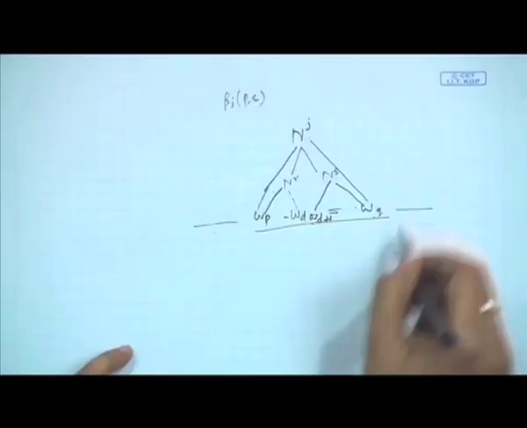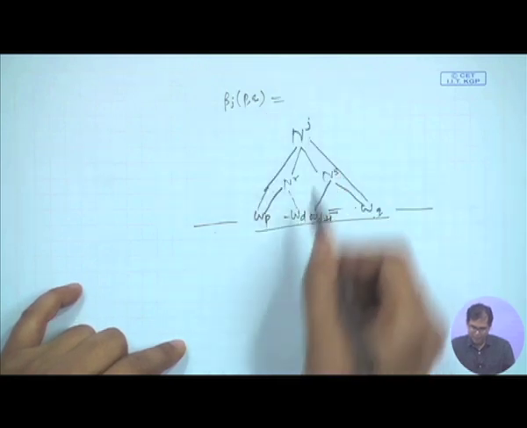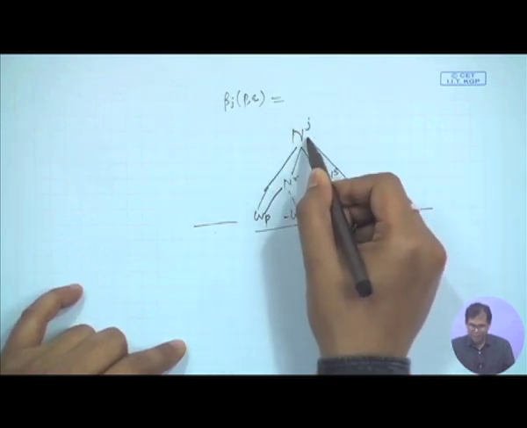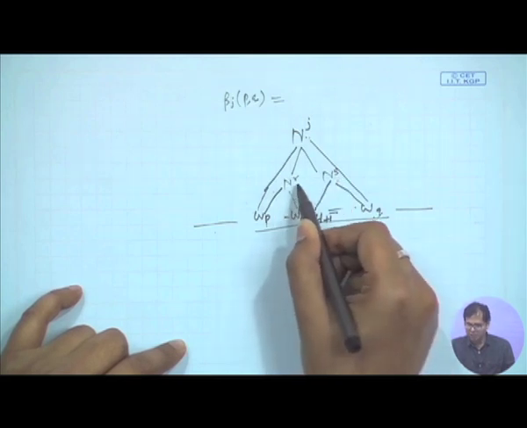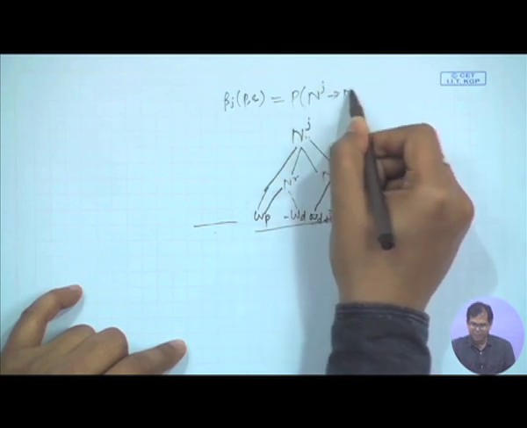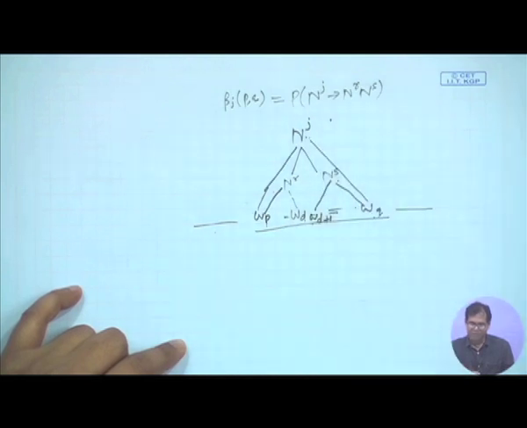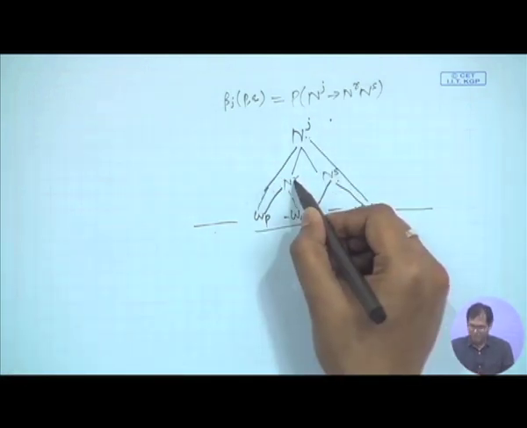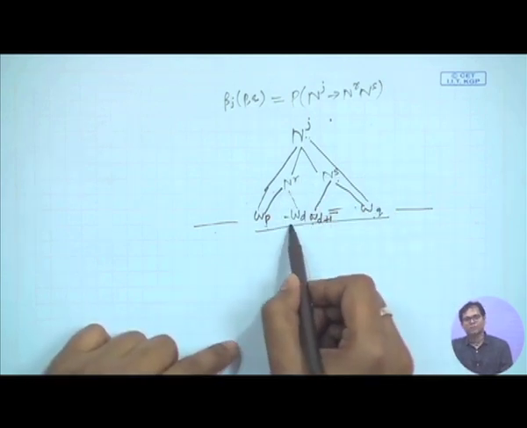Now, how do I write down this probability? I will say this is first the probability that N j derives the non-terminal N r and N s. So, the probability N j derives N r N s, times this probability. Now, here N r is given. So, what is the probability that, given N r, it derives w p to w t?